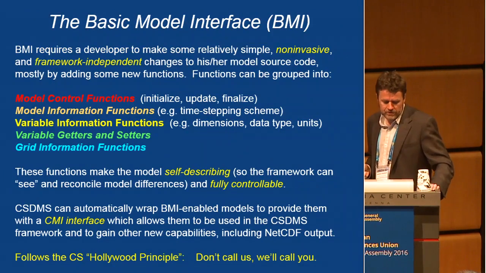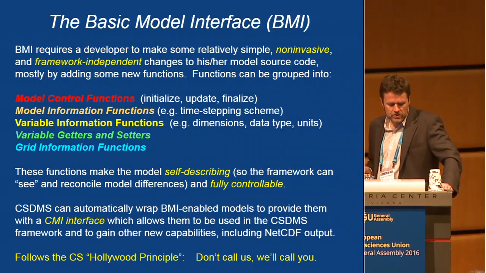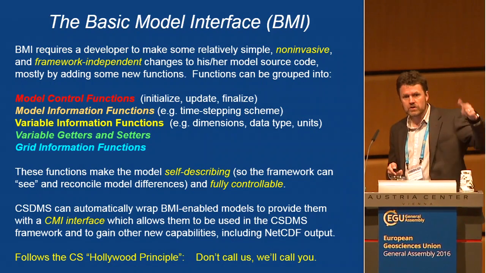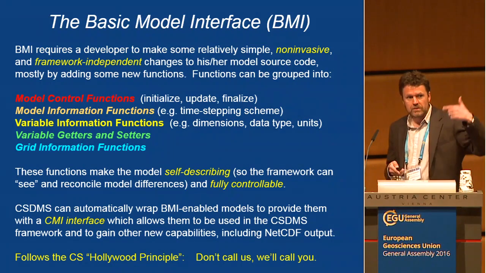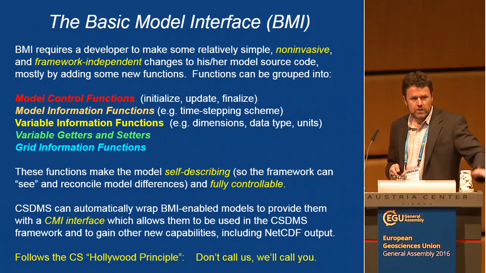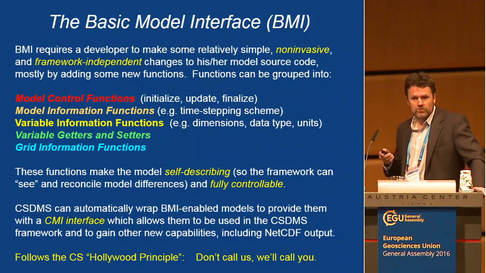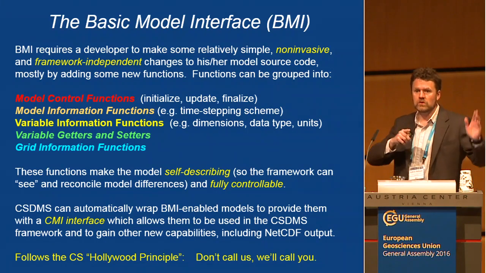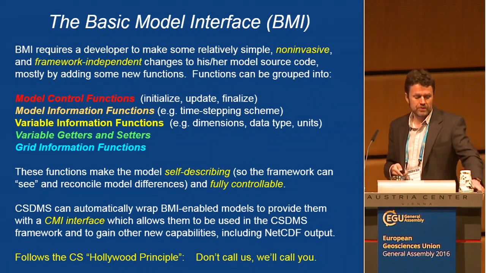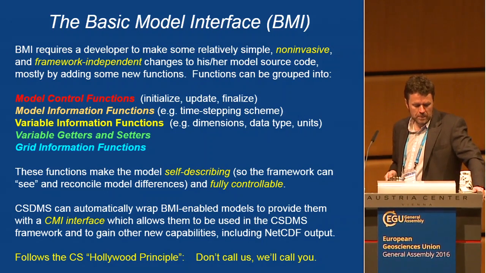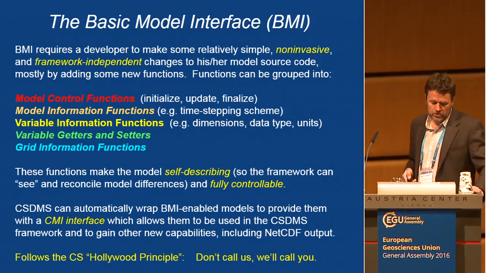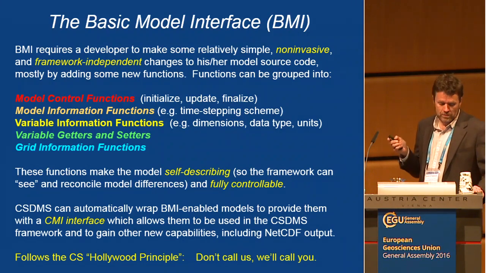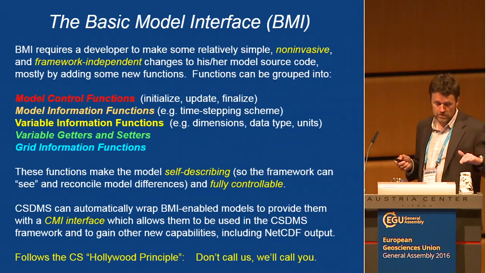Now, this basic model interface is just a realization that if you're going to have a framework that's going to control these models, each model had its own clock initially that runs through time, because it's stepping through time. And we need to suppress that clock so that this framework can take control of a clock and then be like an orchestra conductor telling each model when to run and when to share its variables with other models in the connected system. And so we need these model control functions, like a universal remote, to initialize, or update by one time step, or finalize the model.